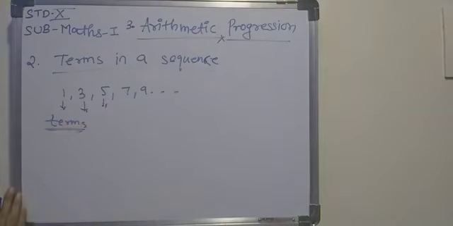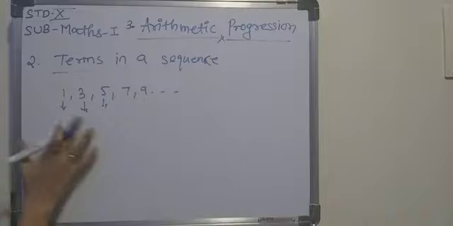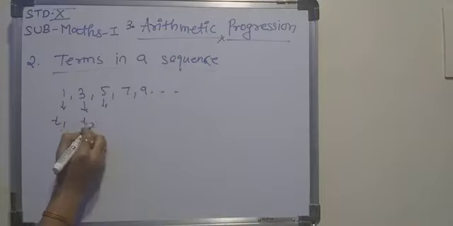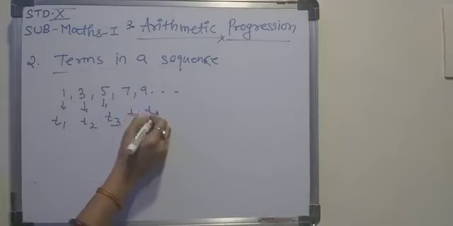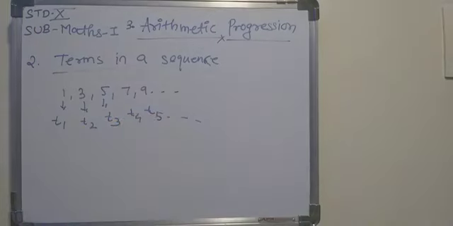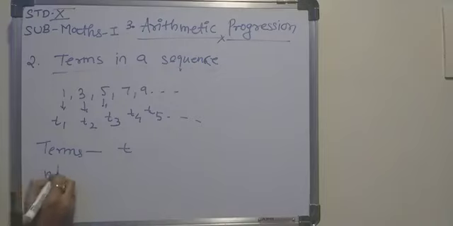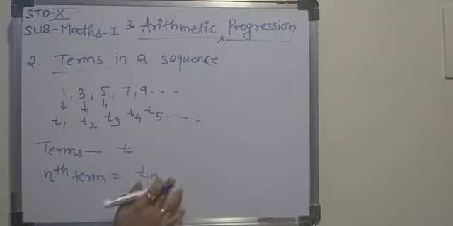These are terms. So terms in serial order of a sequence are denoted by T. You can represent the first term as T1. T1 means first term. This is your T2. T2 means second term. T3 means third term. T4, T5 and so on. So basically a term is represented by T. And the last term, or you can say nth term, is represented by Tn, right?